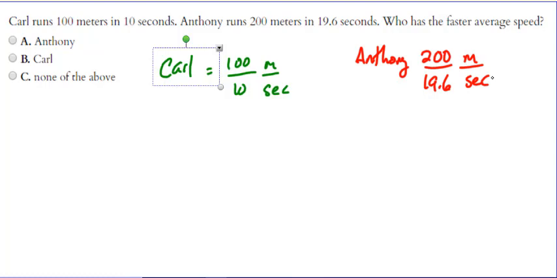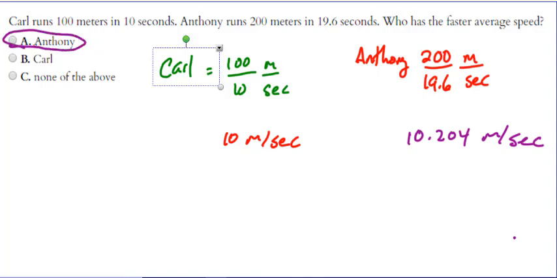So let's see, 100 divided by 10 is 10 meters per second. That's for Carl. And let's see, 200 divided by 19.6 is 10.204 meters per second. So who has the fastest? Well, Anthony does, right? So you've got a couple problems like that to begin with in the homework.